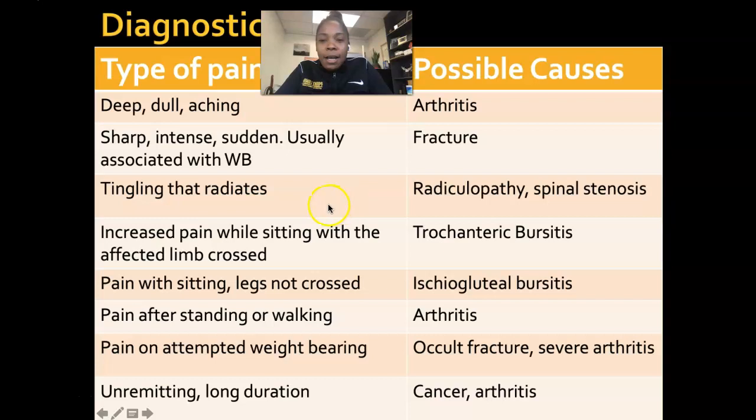Okay, so then tingling that radiates. Well, we're thinking some type of radiculopathy, some type of neural injury, right? But then, okay, let's go to something that's maybe not intuitive to us, but certainly something that I've seen in young student athletes that I'd never seen in clinical practice before. So unremitting, long duration pain. We're thinking arthritis, but we're also thinking that we need to rule out cancer, right? So all of these possible causes of the hip, we have more.